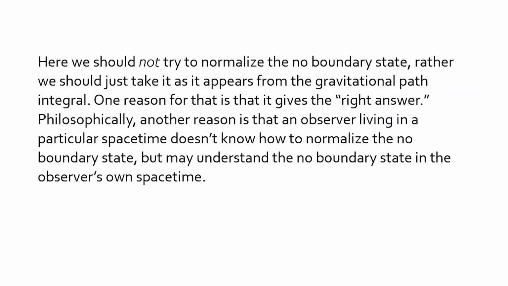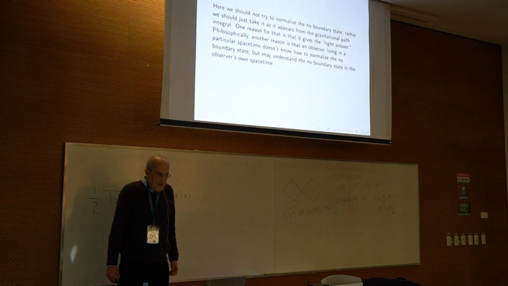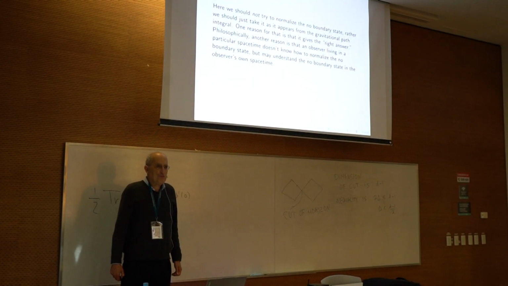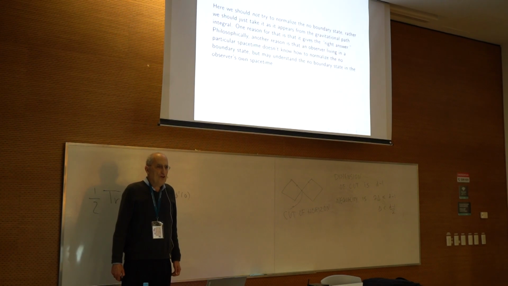Philosophically, there's another reason to not try to normalize the no-boundary state, which is that we don't know how to. Well, for one thing, there are some suggestions that the no-boundary state is actually unnormalizable. I suspect that might be the case. But even if it isn't, the observer living in a particular spacetime doesn't know how to normalize the no-boundary state. The normalization probably depends on the no-boundary state in some other spacetime the observer isn't living in. The observer might not know about that, but might be able to make some sense of the no-boundary state in the spacetime the observer is actually experiencing.